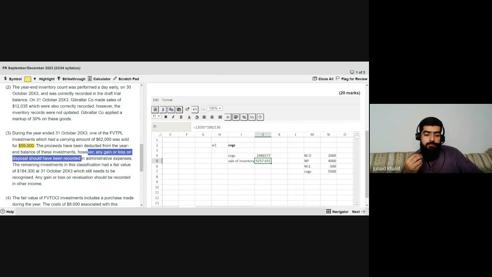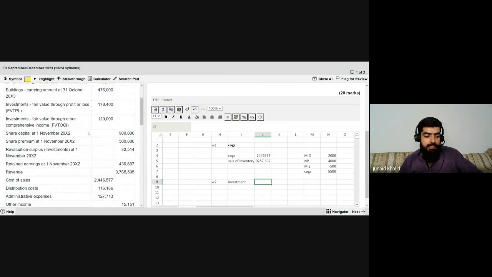The remaining investment in this classification had a fair value of 184. Now, the first thing that we need to do, the investment which is given in that particular question, the value of investment that is given over here is 178,400.